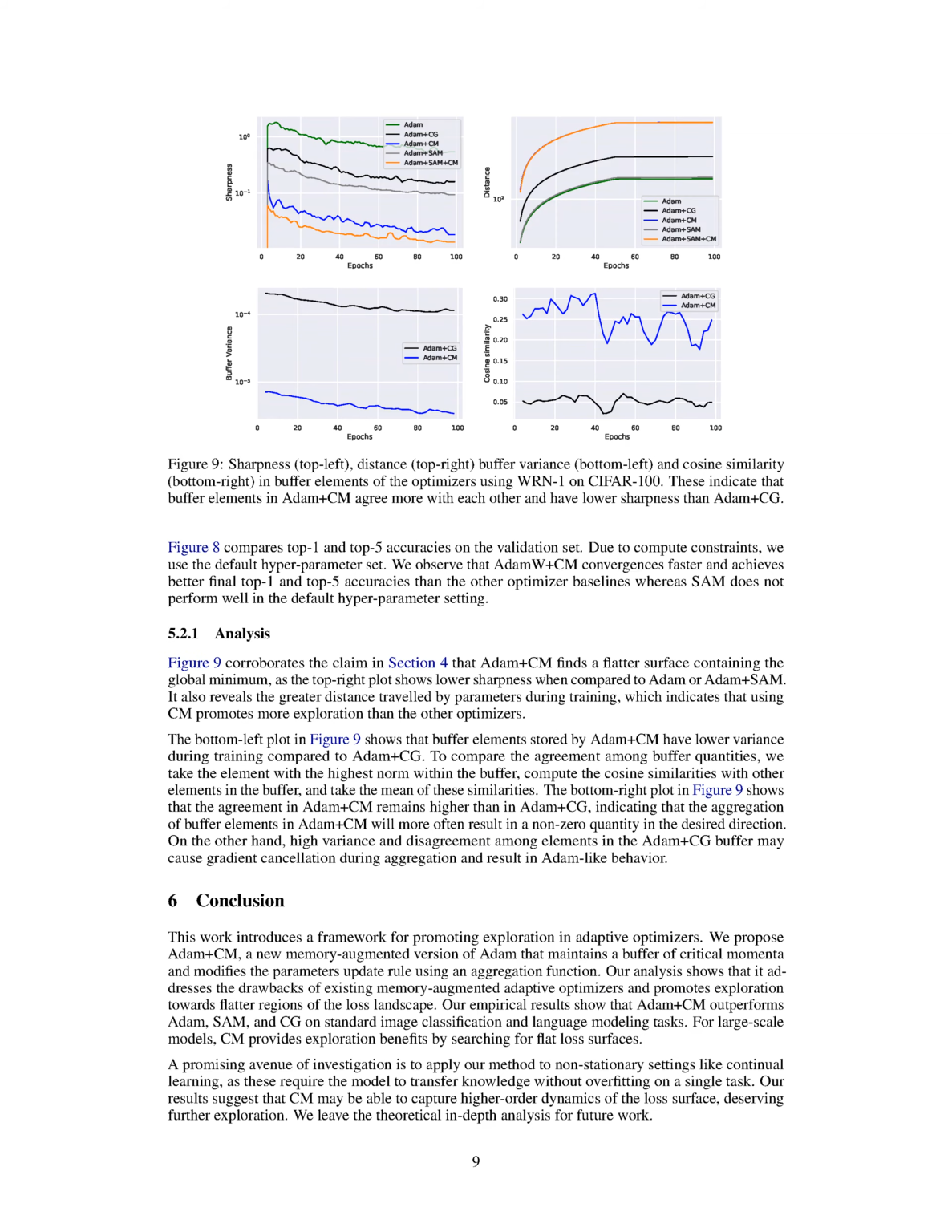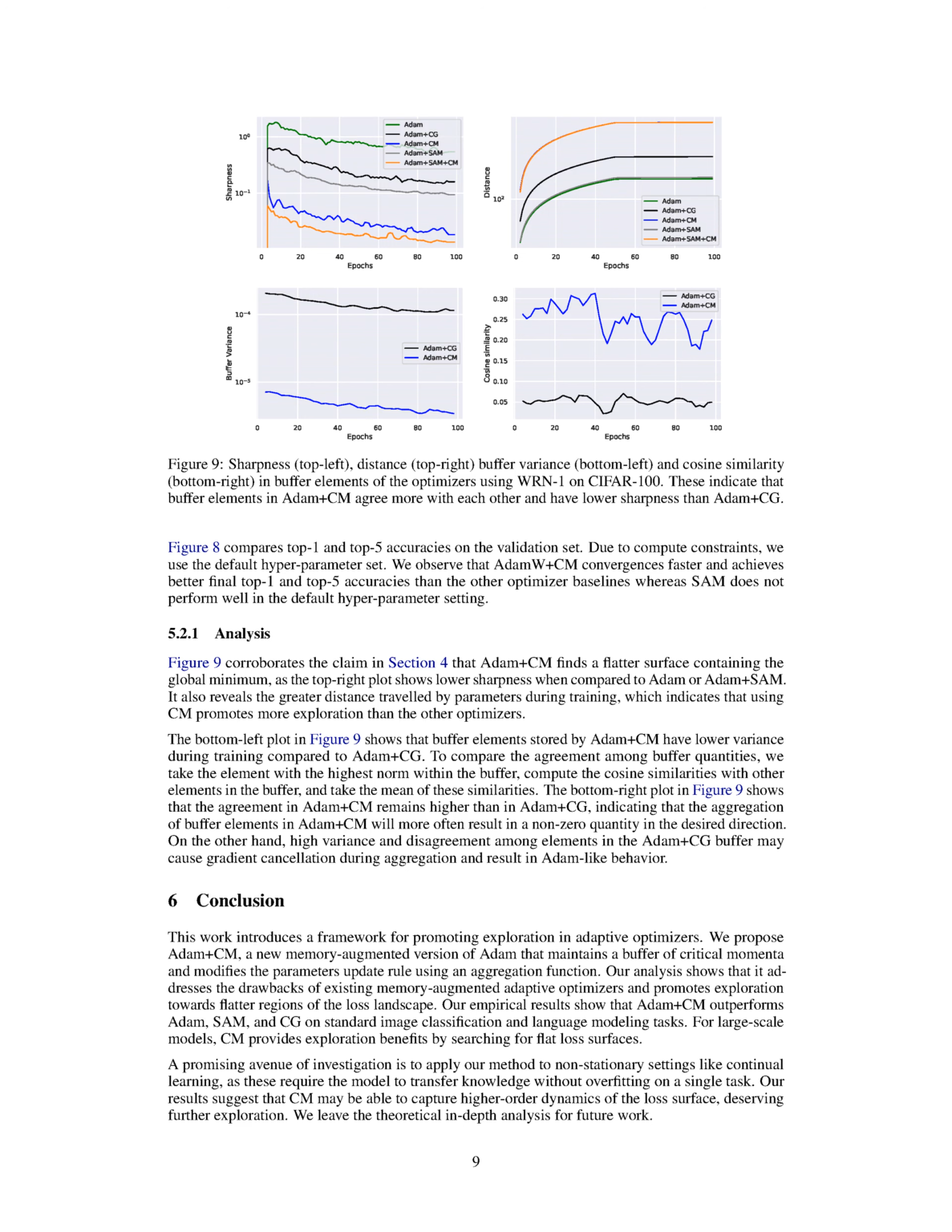We compared the top 1 and top 5 accuracies on the validation set. Due to limitations in computing power, we stuck with the default set of hyperparameters. We noticed that the combination of AdamW and CM, centered momentum, converged faster and achieved better final top 1 and top 5 accuracies than the other optimizer baselines. However, SAM, sharpness-aware minimization, didn't perform as well under the default hyperparameter setting.